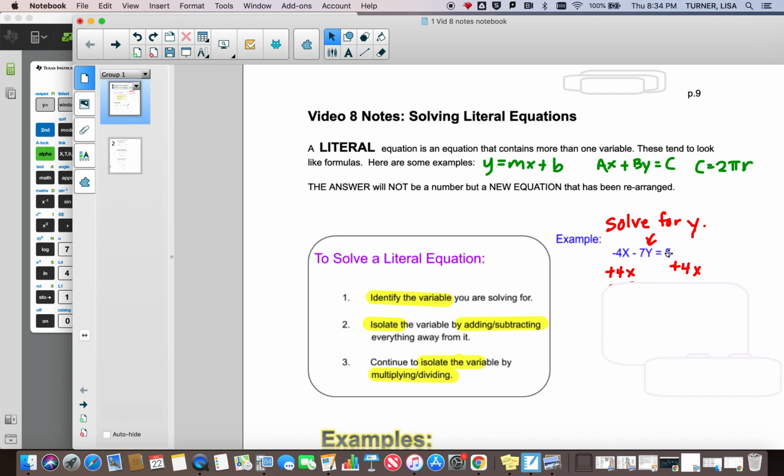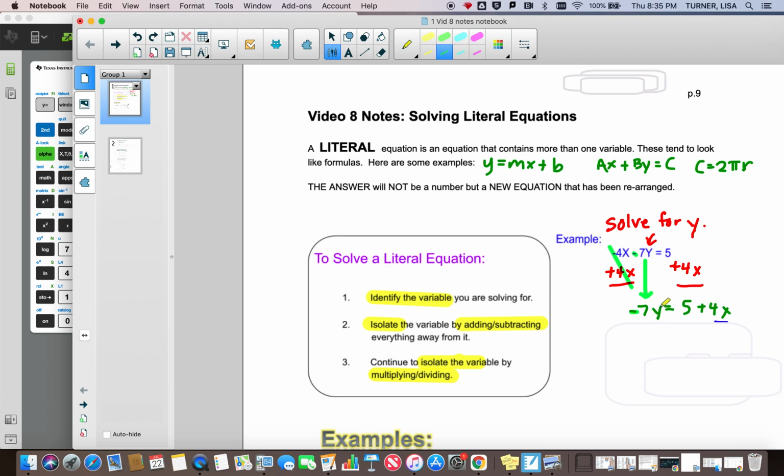Now don't put it right underneath the 5. They are not like terms, and I don't want my brain associating those. That is not a 9x, all right? This happens to be negative 7y because I'm going to cancel out the negative 4x, right? I'm moving it to the other side, and I bring this down, right? And remember to bring down the negative sign with it, the negative 7y, and I have 5 plus 4x.